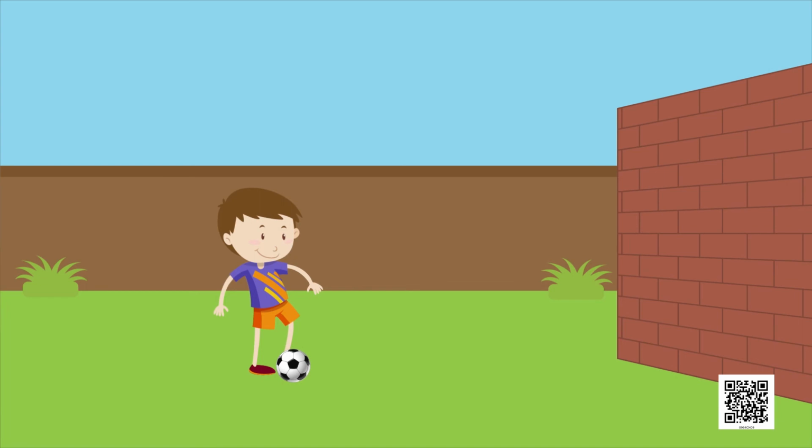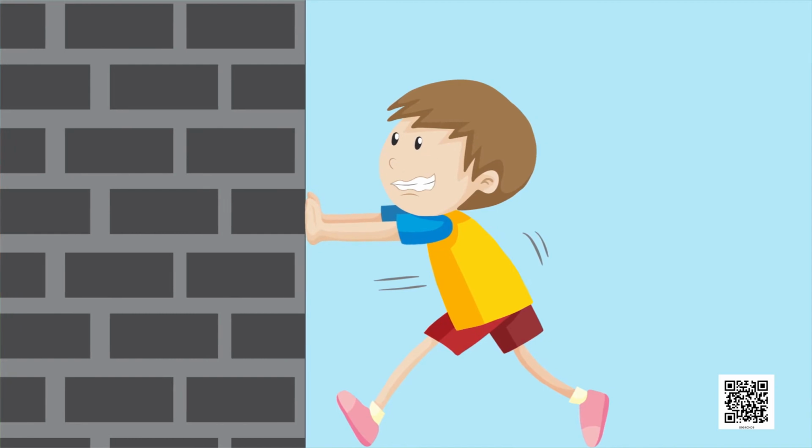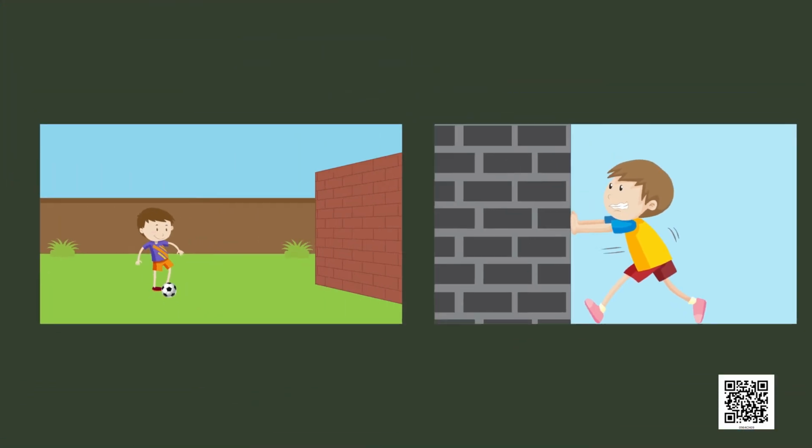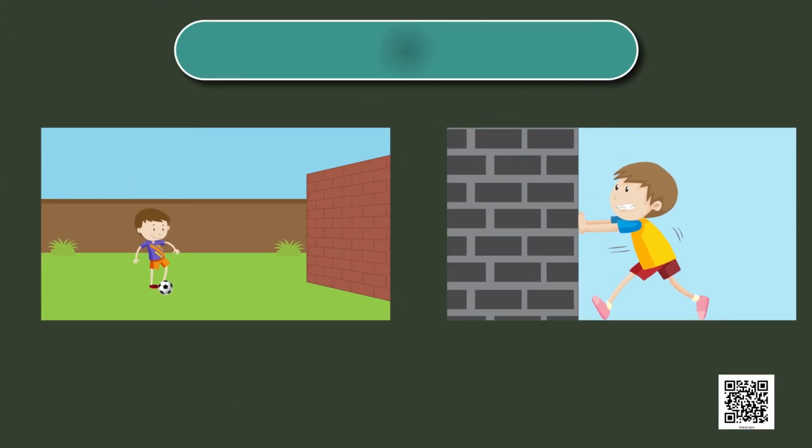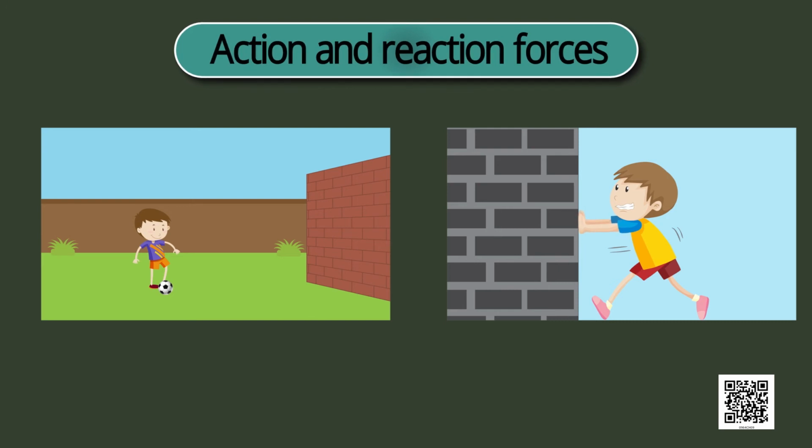A child kicks a football with 10 Newton force, then the ball applies 10 Newton force on the child's foot, but in the opposite direction. Similarly, a man applies 100 Newton of force on a wall, and the wall also applies 100 Newton of force on the man, but it is also in the opposite direction. These opposite forces are called action and reaction.